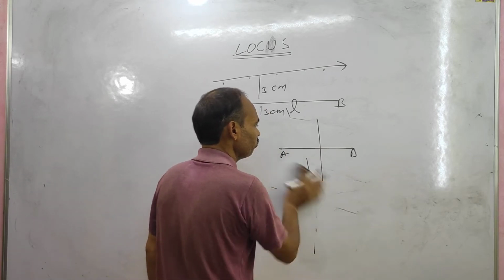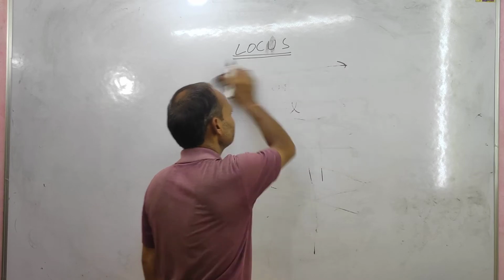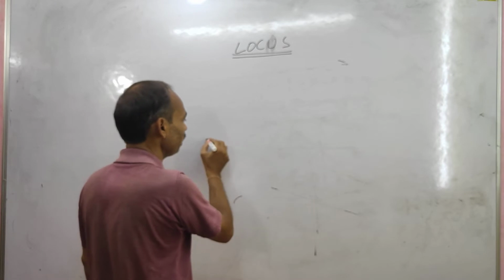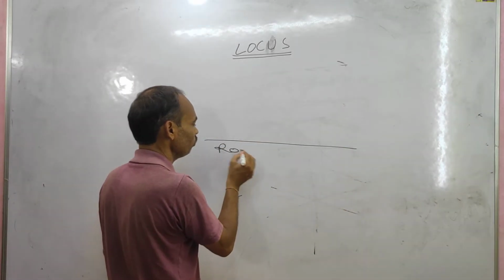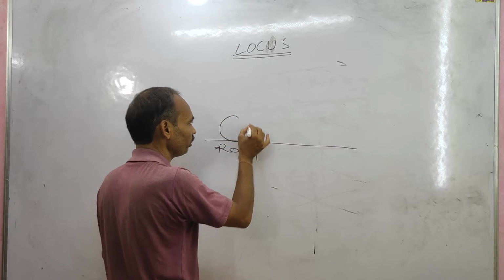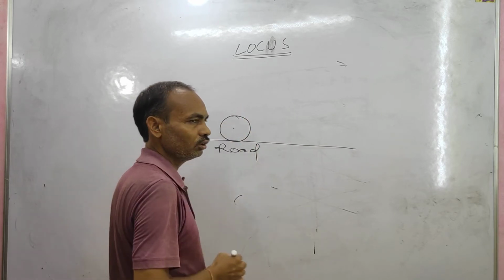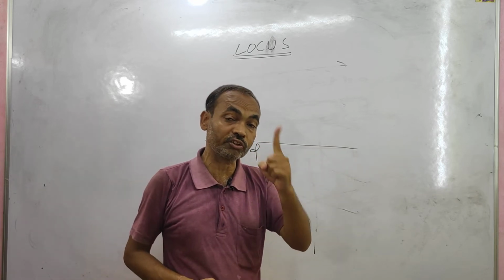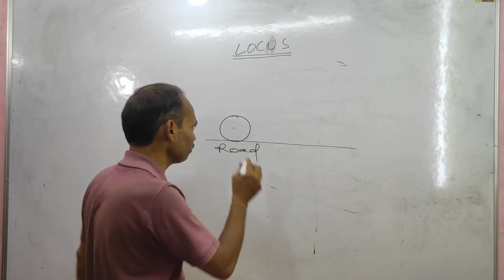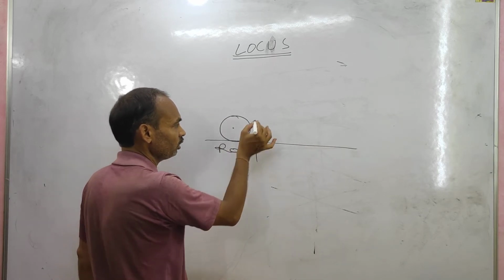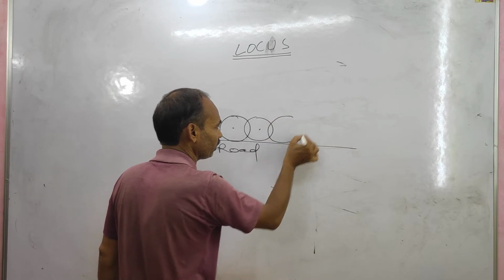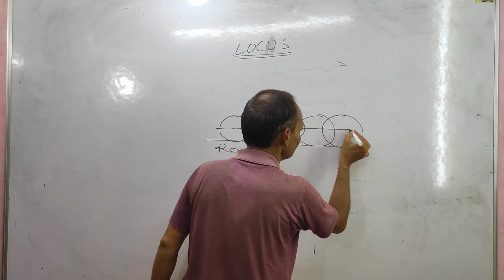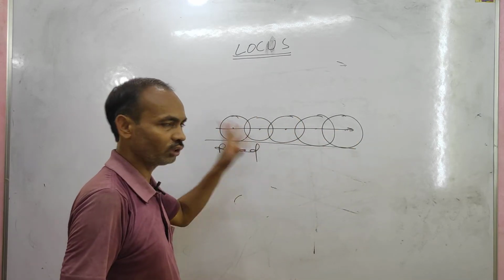The other example of locus: suppose there is a line, a wheel on a road. This is the road, and this is the wheel of the vehicle, with its center. What is the locus of the center of the wheel? The center of the wheel is sometimes at this position, after some time this position, and after some time this position, and these positions will be the locus under the condition.